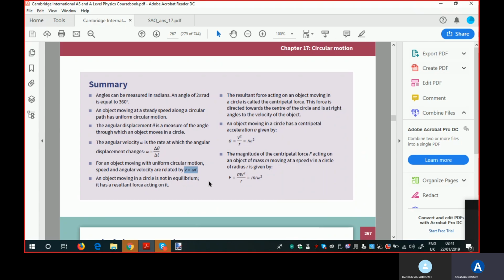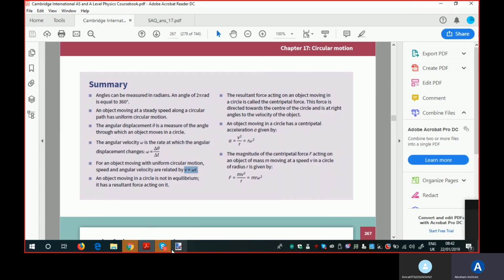An object moving in a circle is not in equilibrium, because if something is in equilibrium, the resultant force should be zero. For something moving in a circle, the resultant force is not zero, because there is a centripetal force, and centripetal force is always an unbalanced force. It is always a resultant force. The resultant force acting on an object moving in a circle is called the centripetal force. This force is directed towards the center of the circle and is at right angles to the velocity of the object.